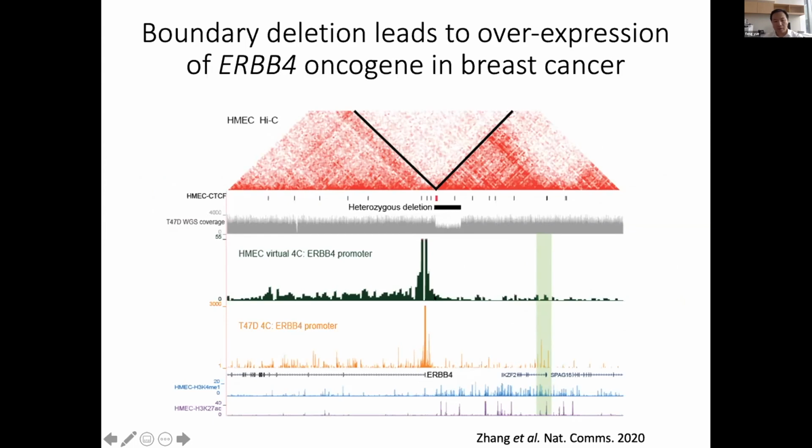So in the normal breast cell lines, this oncogene doesn't really talk to the downstream enhancers, probably because of TAD boundaries. But in the cancer cell lines, once the TAD boundary is deleted, my postdoc Jie performed a 4C experiment, and it shows there are strong interactions between ERBB4 and the downstream clusters of H3K27 acetylation enhancers. So that's just one piece of evidence.